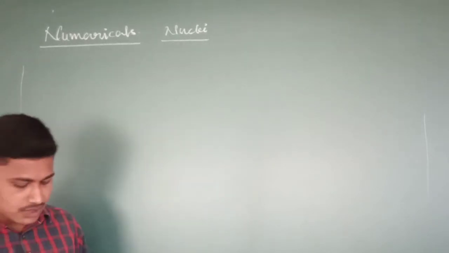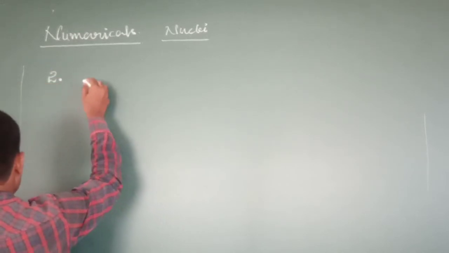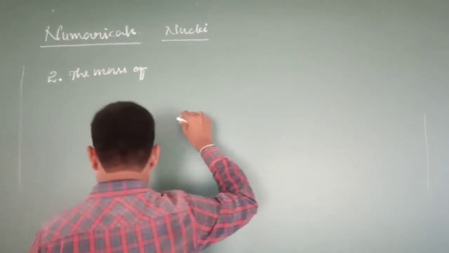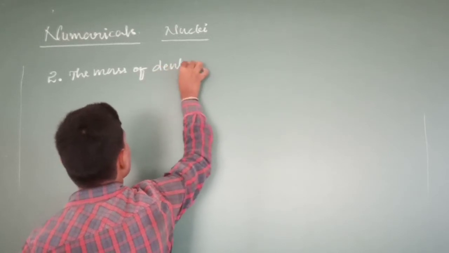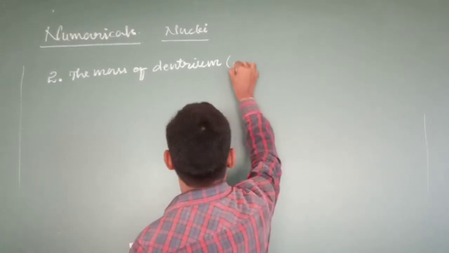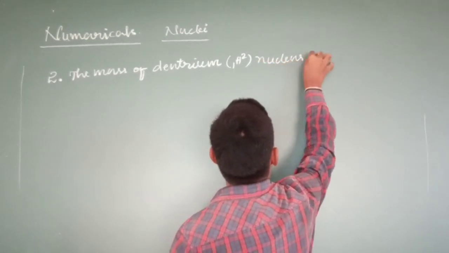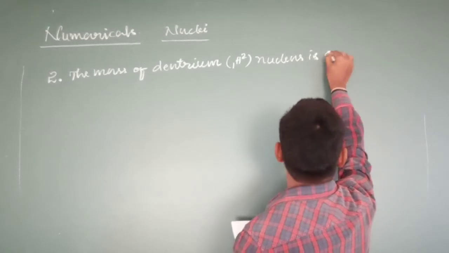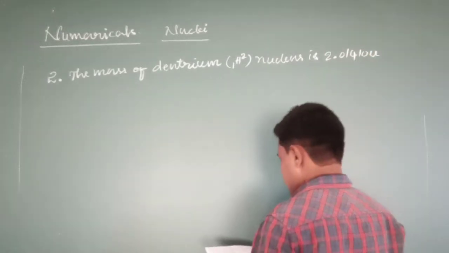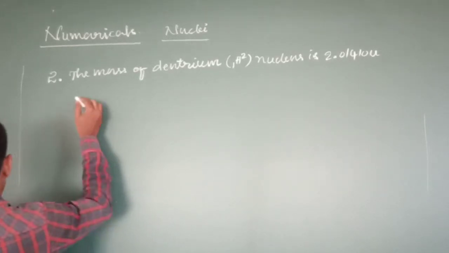So, next we shall take the second problem. The mass of the deuterium nucleus, that is the isotope of hydrogen having mass number 2 and atomic number 1, the mass of the deuterium nucleus is 2.01410 U, atomic mass unit.